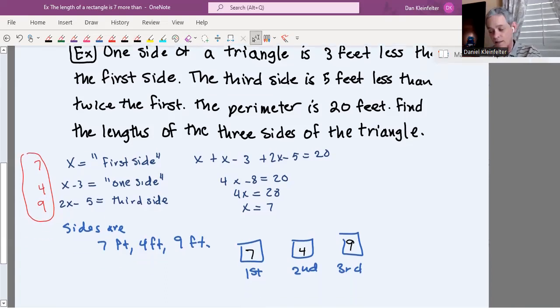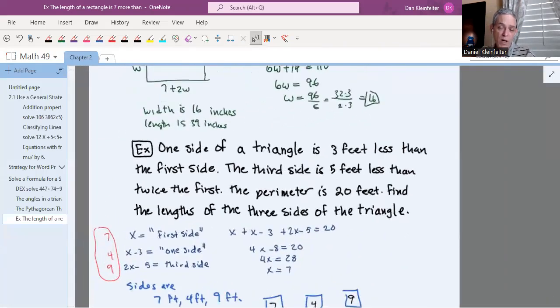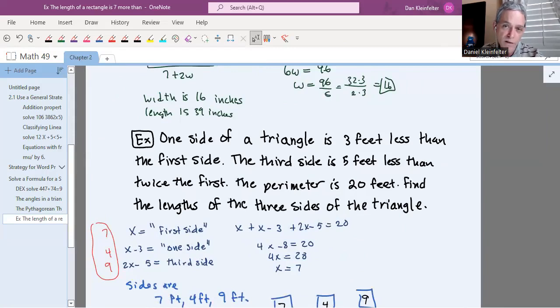Okay, all right, so that takes care of that example and also takes care of this whole section. So we're all done. We started with solving a formula for a variable, and then we moved on to looking at some geometric formulas for triangles, including angles and perimeter, and then a little bit about rectangles.